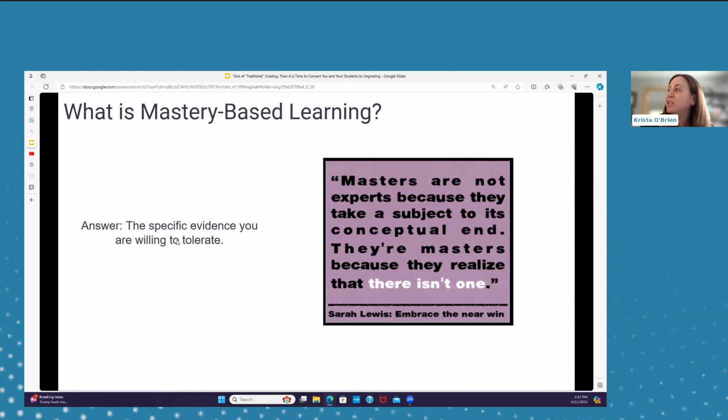So masters are not experts because they take a subject to its conceptual end. They are masters because they realize that there isn't one. We become masters in our craft because we keep practicing it over and over again. We try to make our classes probably better than the semester before. We change it. We try to make things work differently. And that's what we need to do for our students.